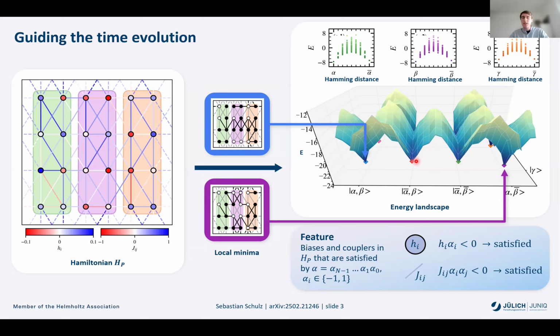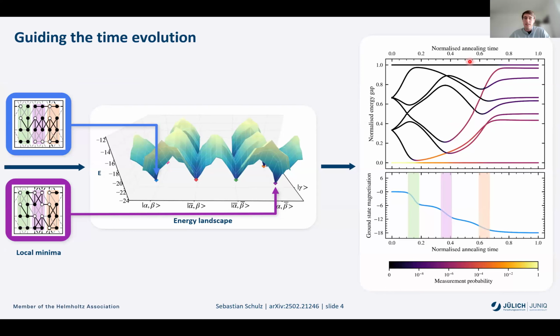The important observation now is that these two low energy states within these spin domains are described by the features that these states have in these domains. For example, for this purple domain, you can see that we have this feature satisfied here, and the opposite one is this feature satisfied here. So this describes beta bar, and this describes beta. And with this knowledge, we can look again at the instantaneous energy spectrum.